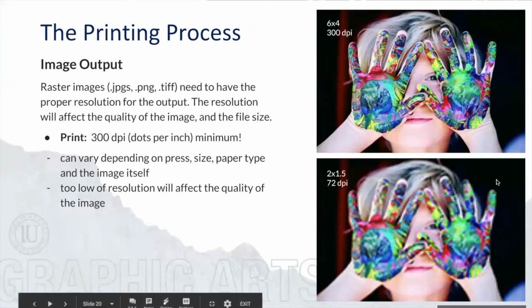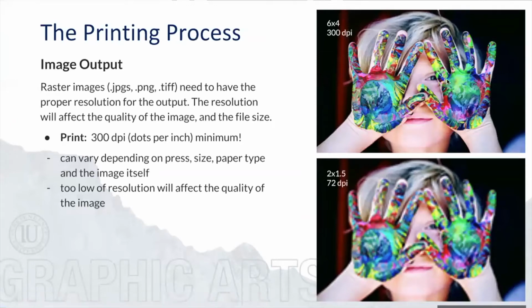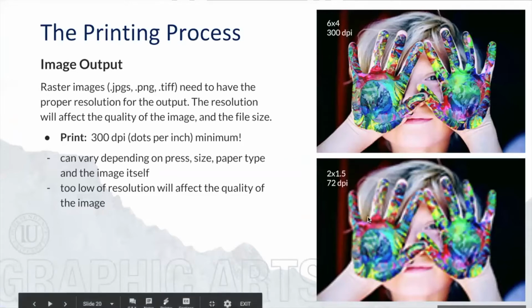But look at what happens at 2 by 1.5, 72 DPI. If I try to scale it up to the same size, look at that beautiful definition of all the different colors, the swirl of colors on his hand here. Everything's getting lost when it gets low res. This can vary depending on press, size, paper type, and the image itself, but too low of a resolution is going to affect the quality of your printed piece. It's not going to look professional.